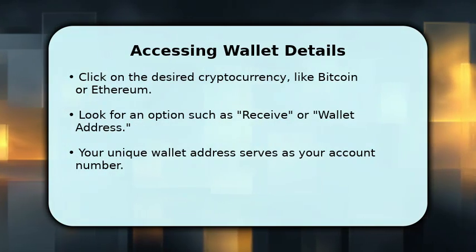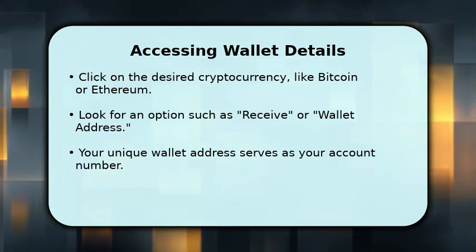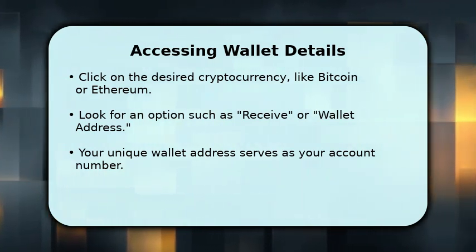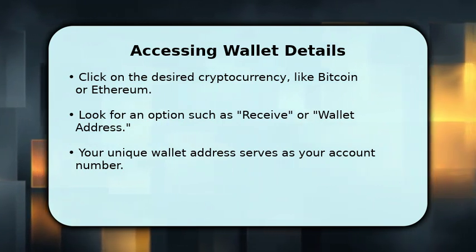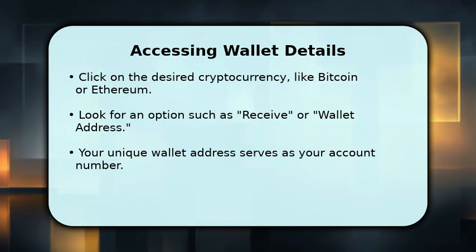After selecting your desired cryptocurrency, for example, Bitcoin, you'll see its specific details. Look for an option labeled Receive or Wallet Address. Clicking this will display your unique wallet address.